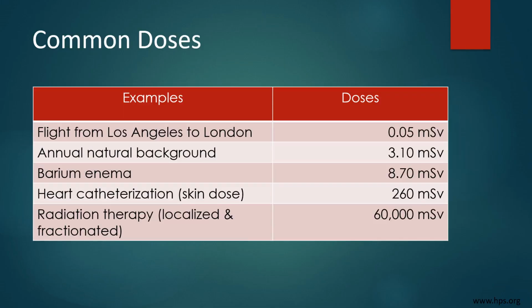To gain some additional perspective, a flight from LA to London could result in a dose of 0.05 millisieverts. Although variable, due to the complexity of the procedure, a cardiac catheterization can yield doses over 260 millisieverts. Radiation therapy procedures are much higher, but the radiation dose is fractionated over time and localized, not a one-time whole body irradiation event.